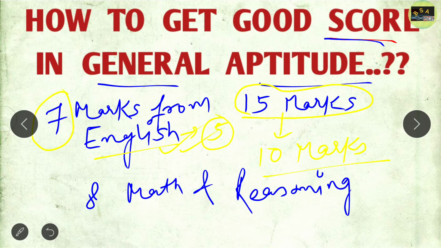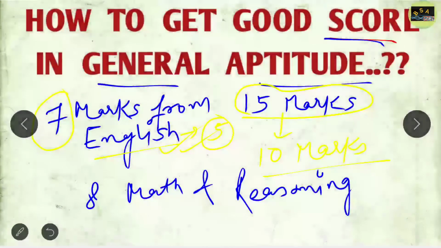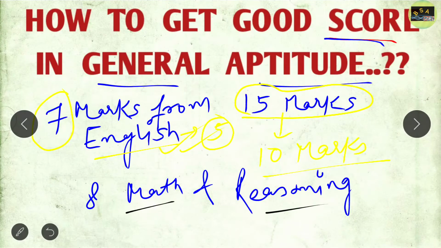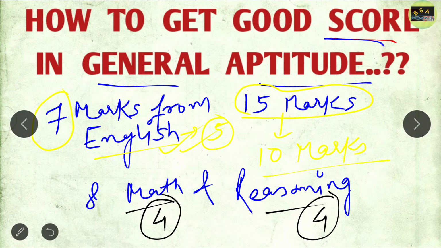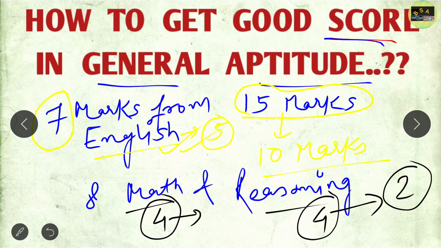Okay, now the other section is math and reasoning. There will be 3 questions from the mathematics part, 2 questions of 1 mark and 1 question of 2 marks. That is 4 marks of questions from mathematics and 4 marks of questions from reasoning. From the reasoning part you can easily get 2 marks, and from the mathematics part you can easily score 2 to 3 marks. I just take 3 marks.